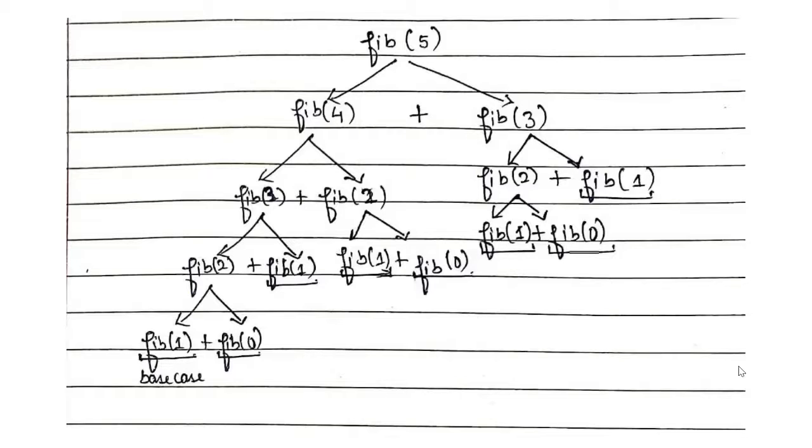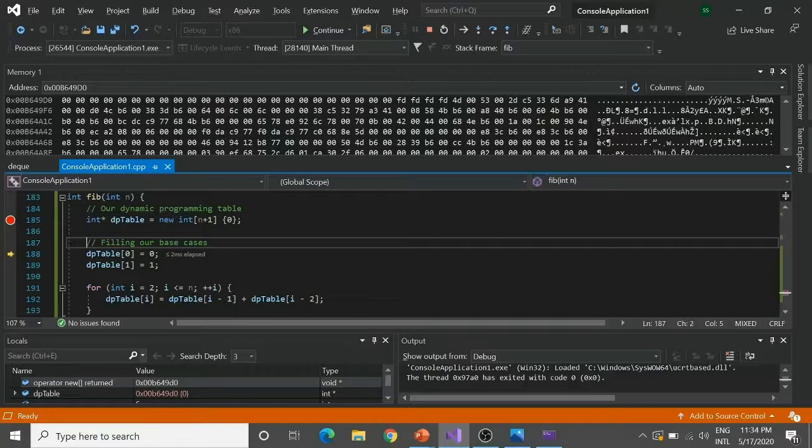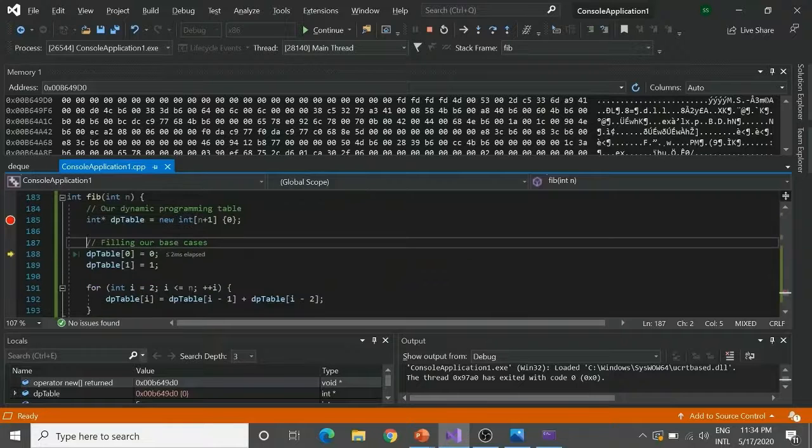Hello everyone. So in this lecture we will be discussing the tabulation approach, and we will be looking at how to optimize our recursive Fibonacci problem with the help of tabulation DP. If we look at the code over here, what do we see? This is our DP table which we will be maintaining, but there is a very important distinction between memoization and tabulation. Memoization always starts with the top-down approach, whereas tabulation always starts with the bottom-up.